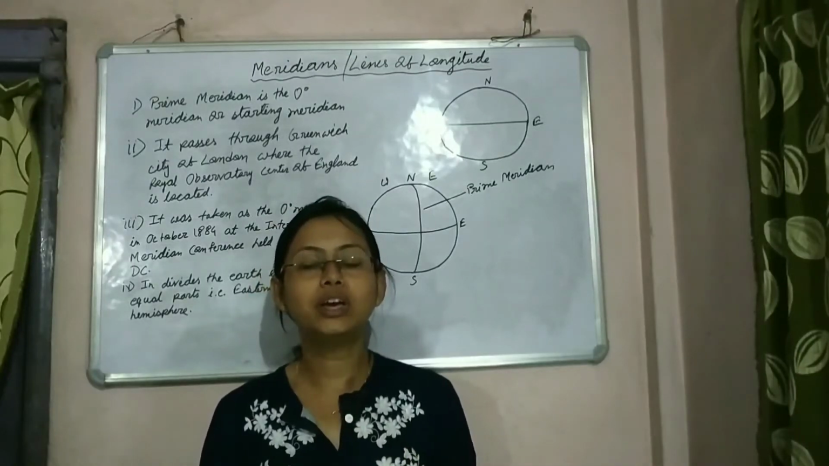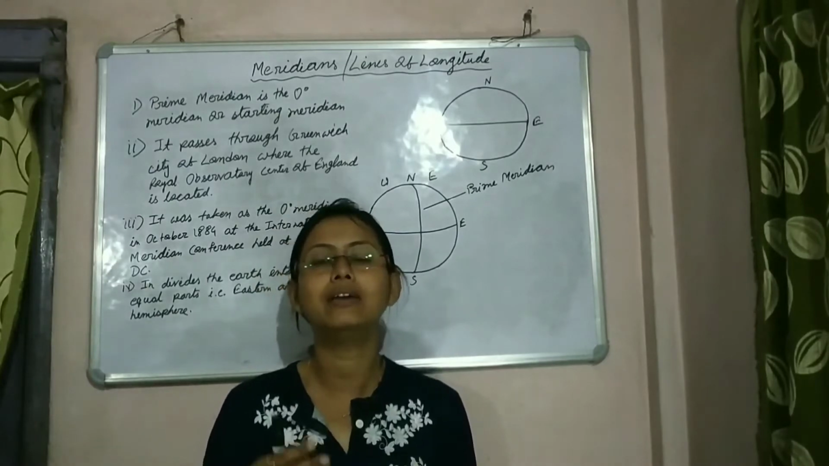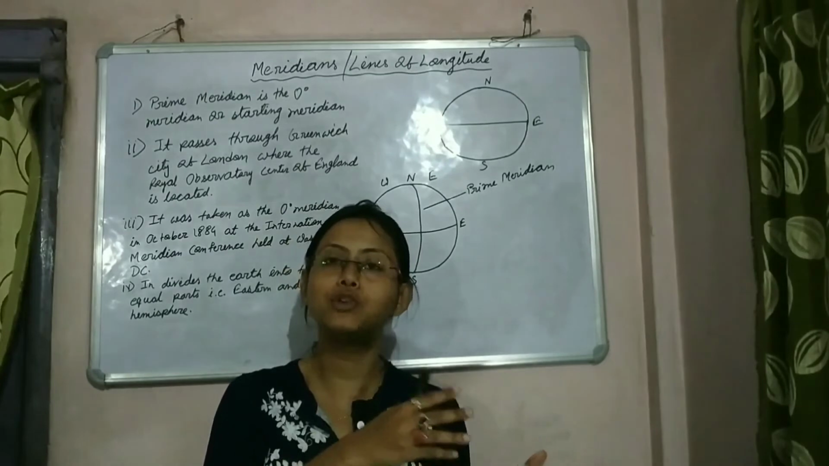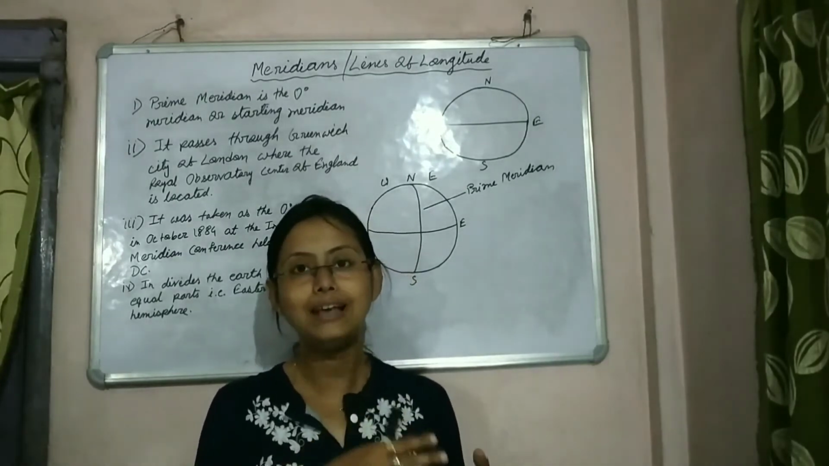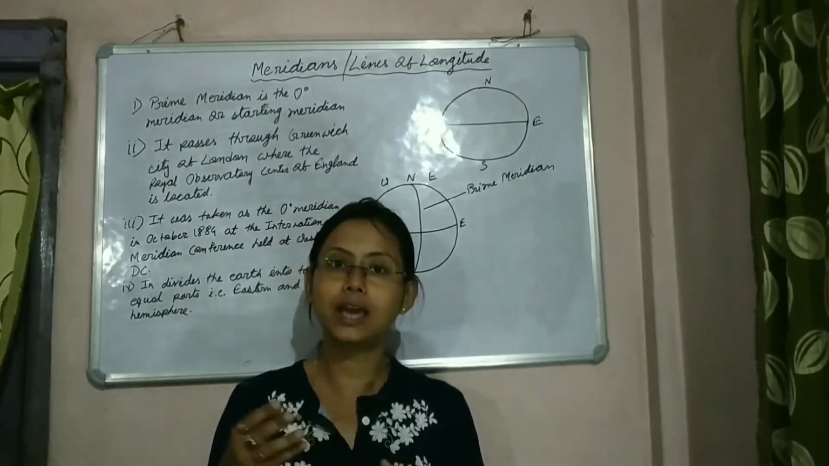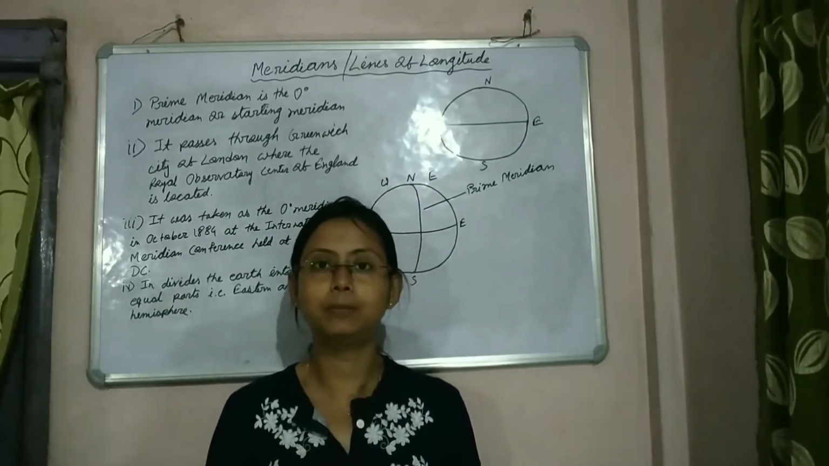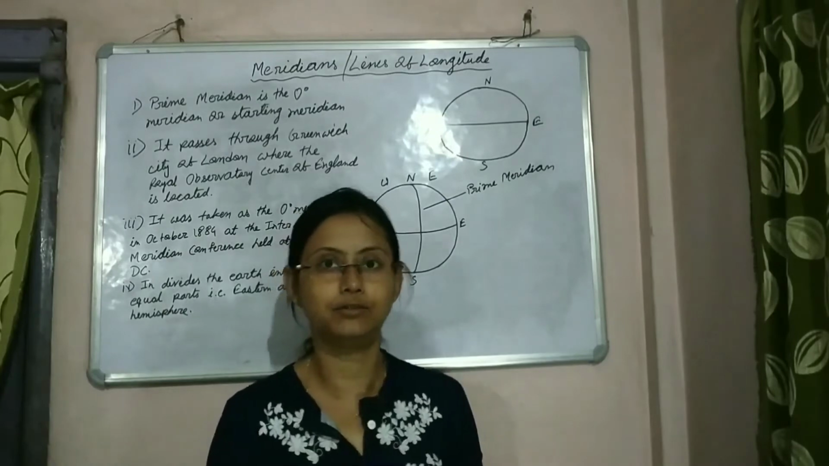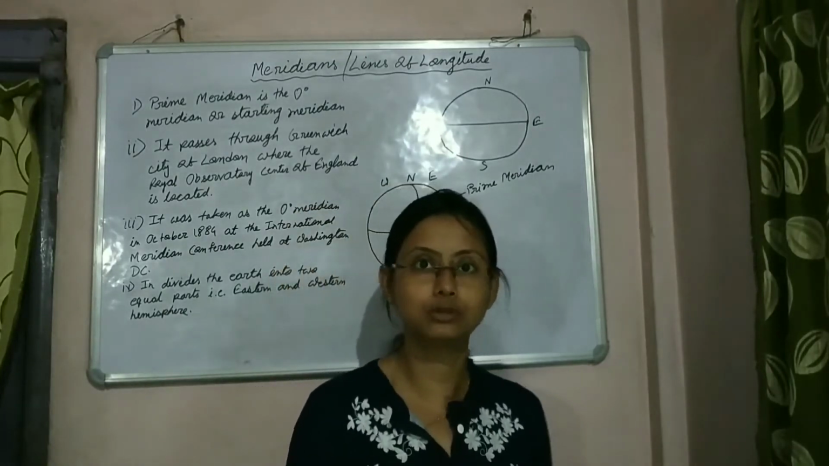Now, the question first arises: after having one set of lines, why do we need another set of lines? If we have drawn parallels or lines of latitude to find out the location of a place, then why is this one set of lines not enough? Why do we need another set of lines? So let us find out the answer to this question first.